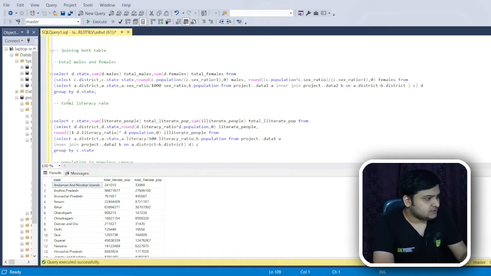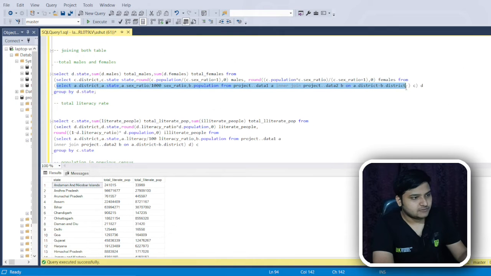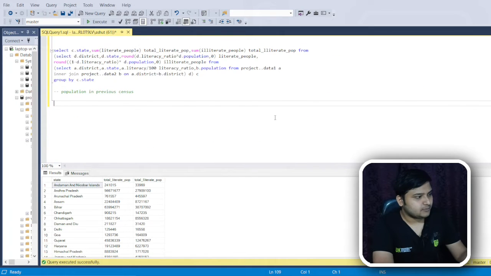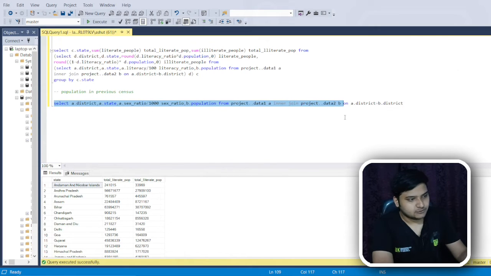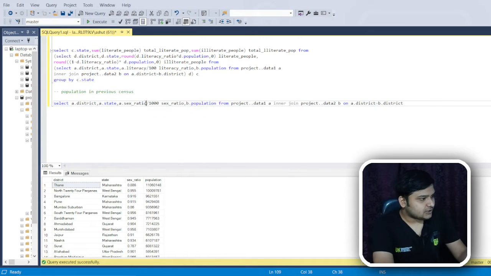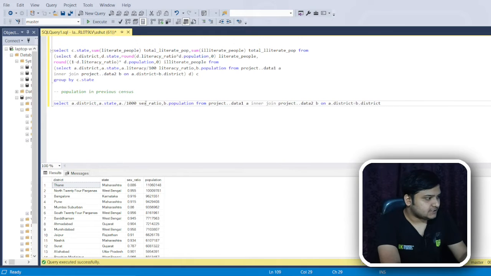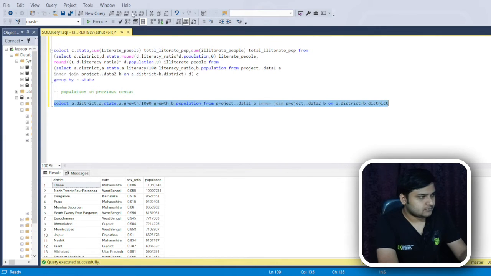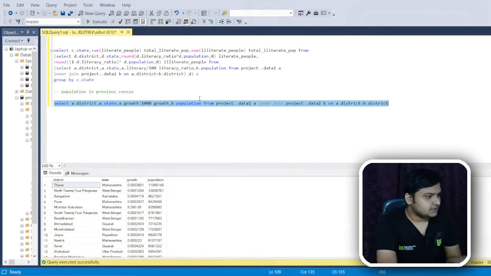Okay, so we'll be joining both the tables definitely, because in one table we have the population and in another table we have the growth rate data. So we'll need to join both the tables to get both the columns. So instead of ratio, I would be providing the growth rate here. So I would be writing growth. I would execute this function. I would remove this 1000 value from here.